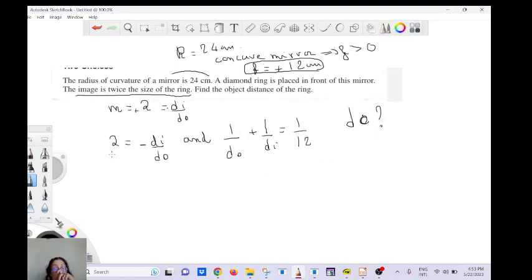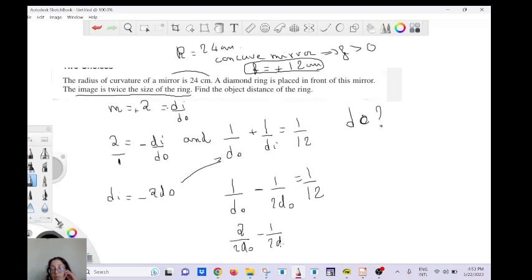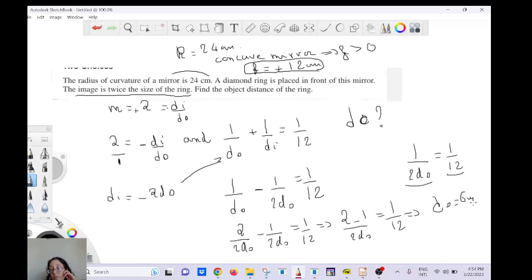So you can pause the video. So I'm going to use this equation here. I'm going to get rid of d sub I. So d sub I equals minus 2d sub O. And I'm going to plug that into here. So it's going to be 1 over d sub O minus 1 over 2d sub O equals 1 over 12. We put that at the same denominator, so it's going to be 2 over 2d sub O minus 1 over 2d sub O equals 1 over 12. So you have 2 minus 1. So you have 1 over 2d sub O equals 1 over 12. So you compare this one and that one, then d sub O equals 6 centimeters.